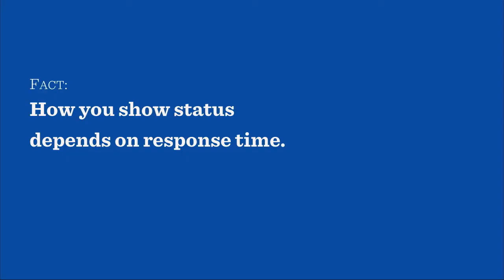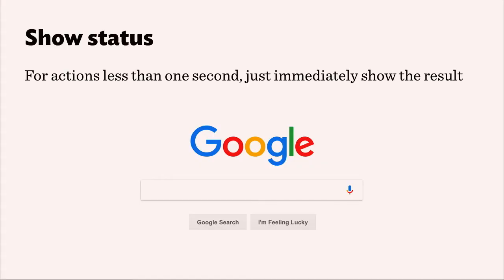And how you show the status depends on the response time. So if the user triggers something and the response takes less than a second, just show the result right away, right? Like you click something in the Google box, you click search, it shows up in less than a second.